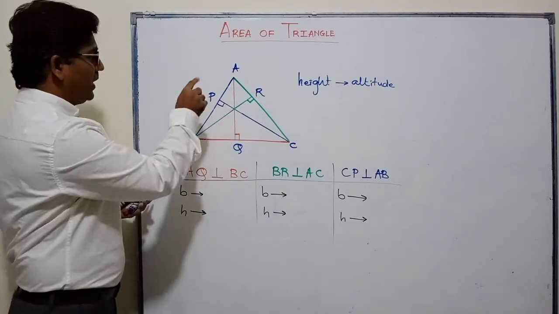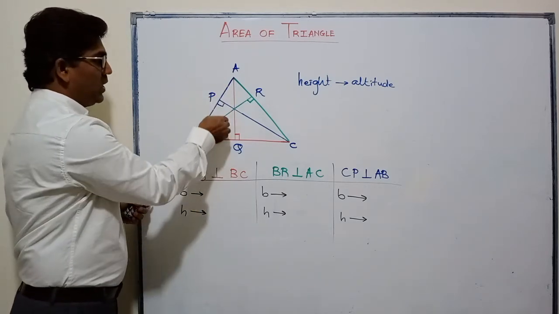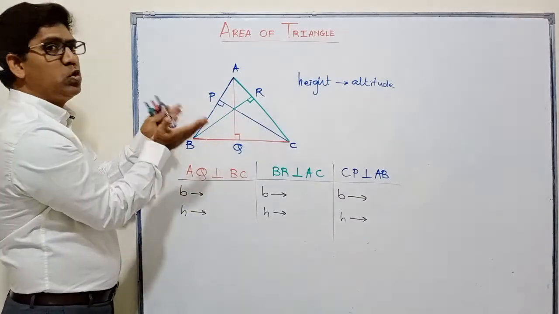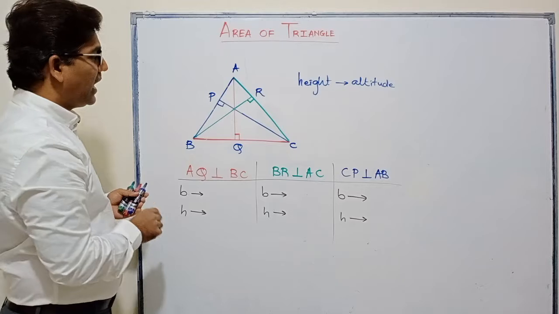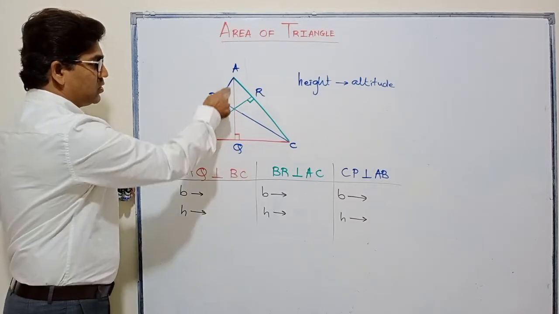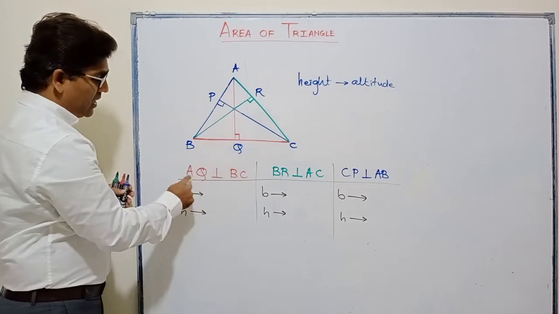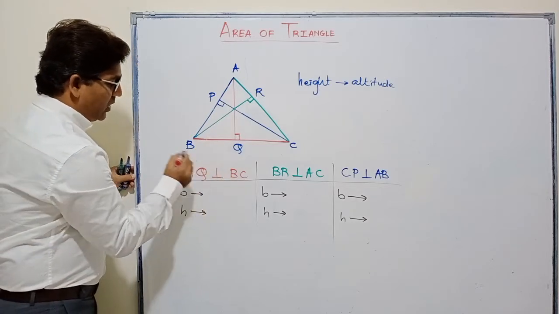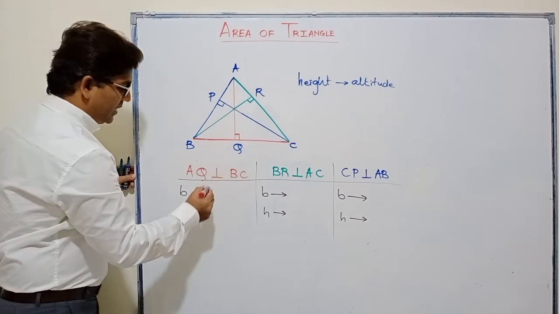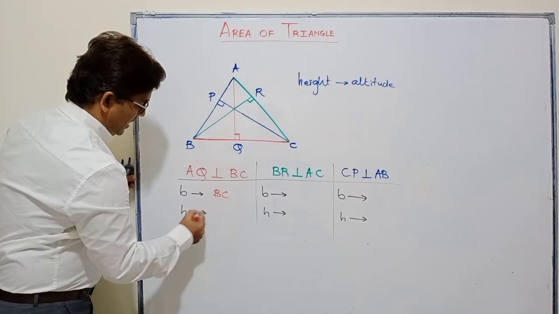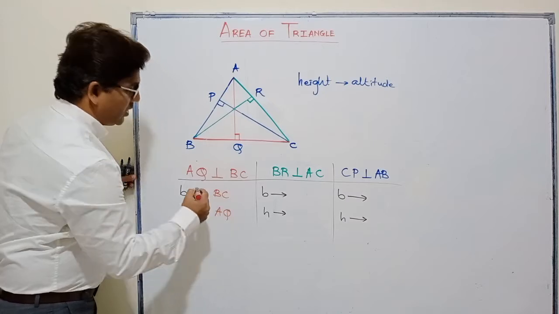If you look at the red one, AQ is a perpendicular from point A to side BC. So these two make a pair of base and height: AQ, the red height, and the red base BC. AQ is perpendicular to BC, so AQ is my height and BC is my base.